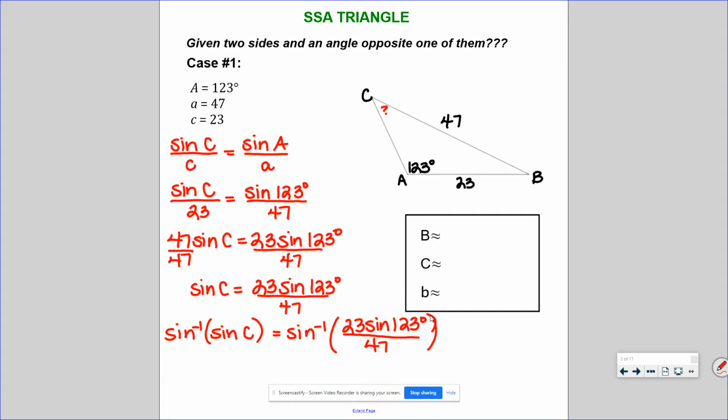And again, the purpose of that is to make this sine and the inverse sine cancel each other out, leaving you with angle C. So all of this stuff over here is what you would be typing in your calculator. Make sure you're in degree mode. You're going to get an answer of 24.23 degrees. Okay, so that's our missing angle, 24.23 degrees.